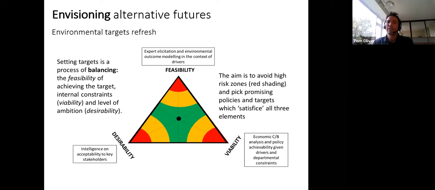This is not about optimizing to identify a certain level of an environmental target. This is about avoiding the red flags, as it were, and sitting somewhere in the middle in this kind of satisficing, just good enough space. And then those were the targets that will be taken forward for further exploration, analysis of trade-offs and further economic analysis.